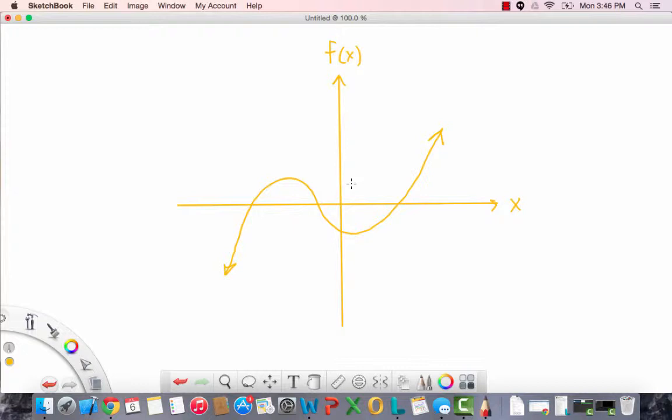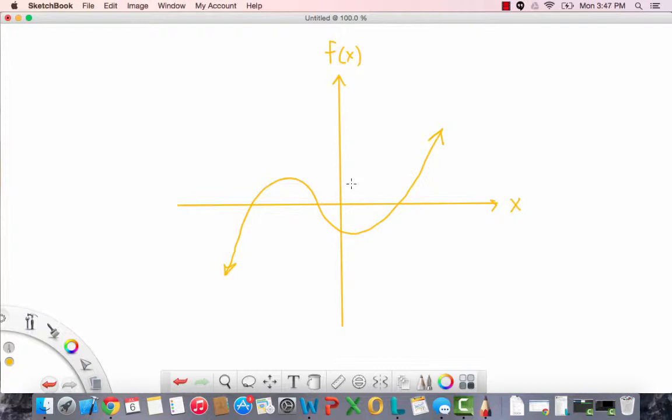And what I drew on the screen is just some random function. I didn't even use a specific equation. I just drew a graph that is a function because it passes the vertical line test. And one stipulation here is that the function is differentiable at all points. And if we're going to find the equation of a tangent line of a function at a specific point, obviously the function needs to be differentiable at that point. So to make things easy, I made this function differentiable at all points, or all real numbers.